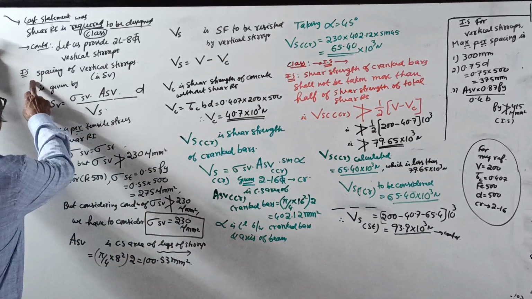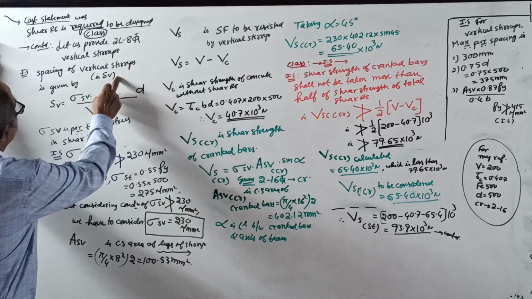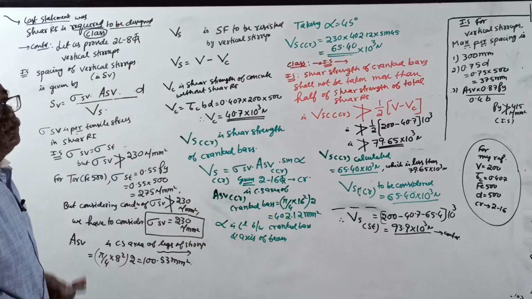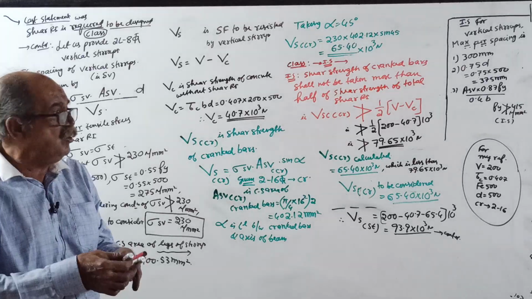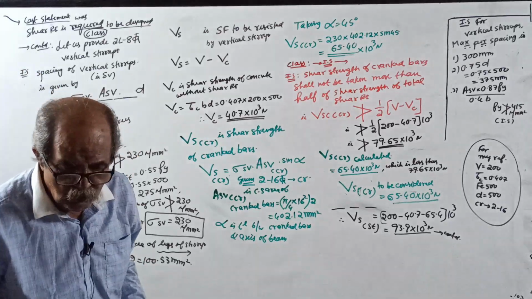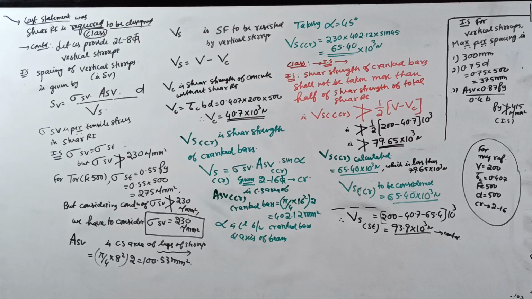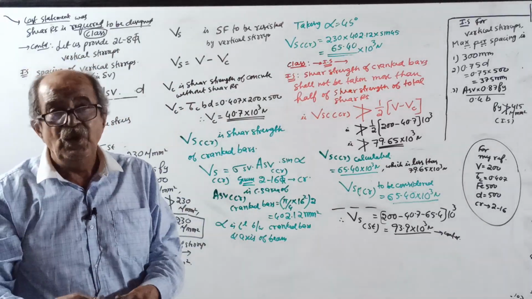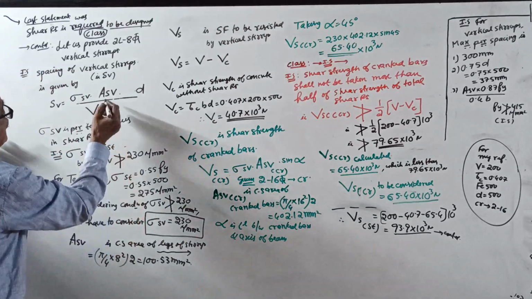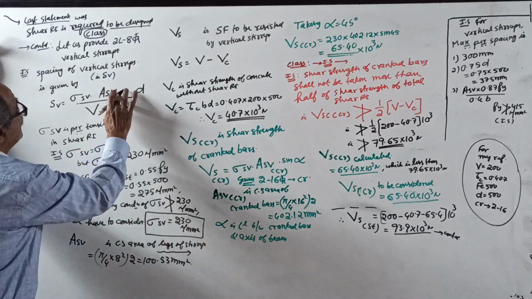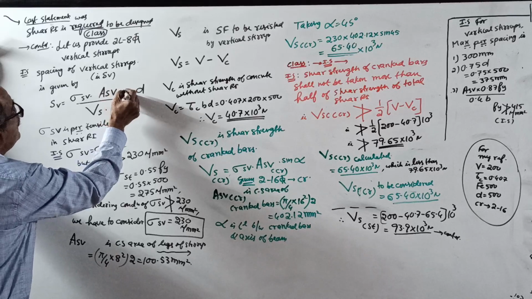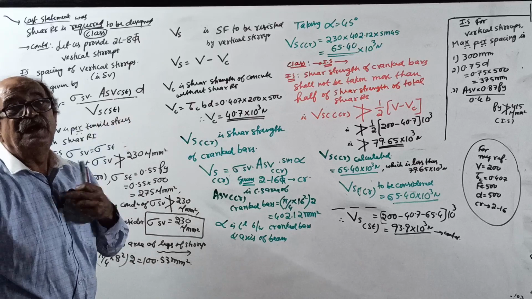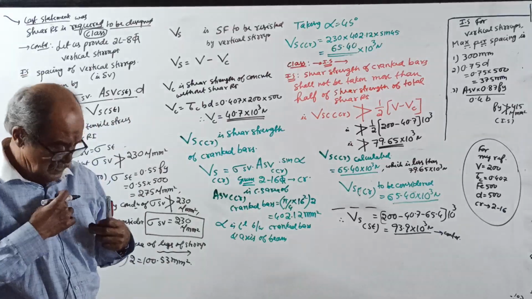Now, as per IS code, the spacing of vertical stirrups is SV equals sigma SV ASV d by VS. This you know already. Now do one thing. Vertical stirrups are a shear reinforcement, and even cranked bars are also shear reinforcement. So what we will do is add an extra suffix ST to ASV and VS, to differentiate stirrups from cranked bars.